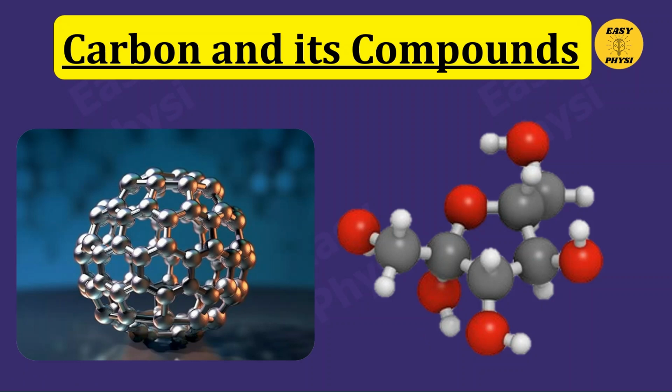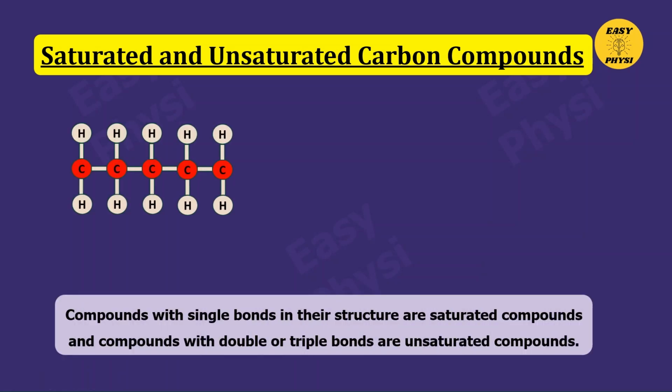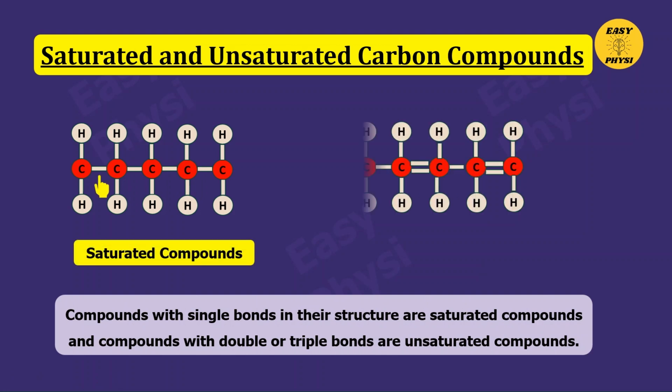Hello students, today we are going to learn about carbon and its compounds. Saturated and unsaturated carbon compounds. Compounds with single bond in their structure are saturated compounds and compounds with double or triple bond are unsaturated compounds.